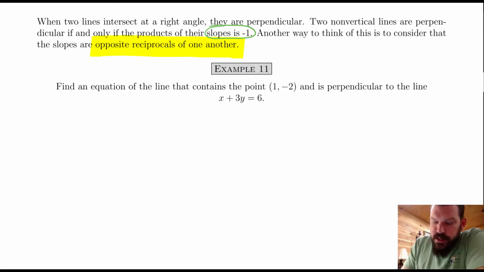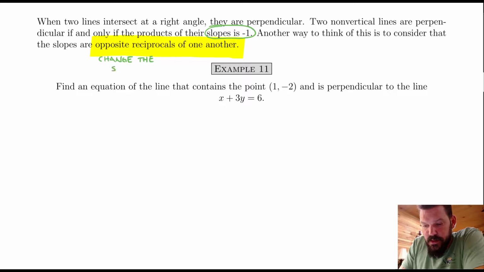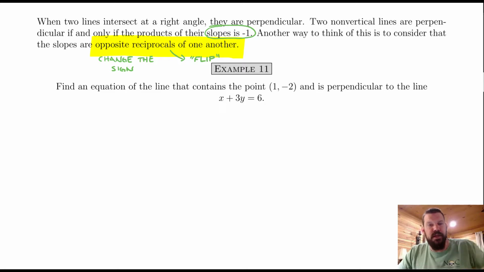So opposite reciprocal means we change the sign. That's the opposite part. So if it's negative, it's positive. If it's positive, it's negative. And then the reciprocal part, for lack of a better term, means we flip the number. So if it's a fraction, say 2/3, we would flip it and it would become 3/2. If it's a whole number, say 4, then we would flip that and it becomes 1/4, because 4 can be written as 4/1.